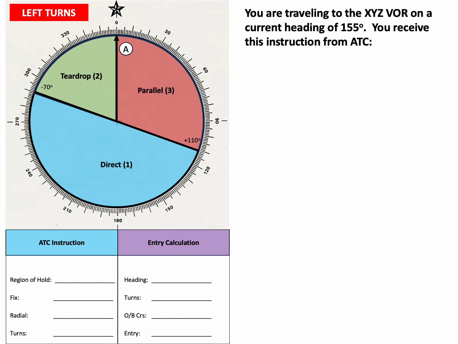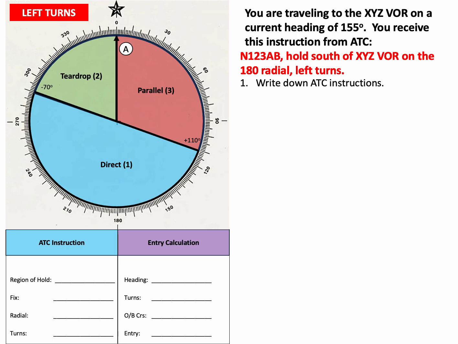Now let's try a left turn scenario using the same setup. You are traveling to the XYZ VOR on a current heading of 155 degrees. You received this instruction from ATC: November 123 Alpha Bravo, hold south of XYZ VOR on the 180 radial. Let's break this one down.